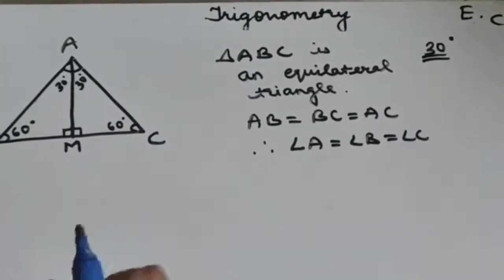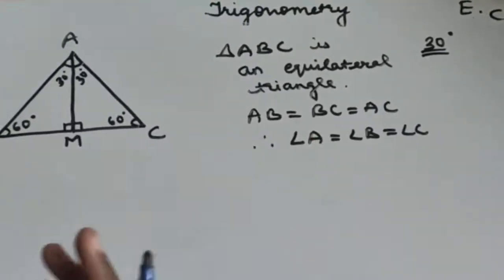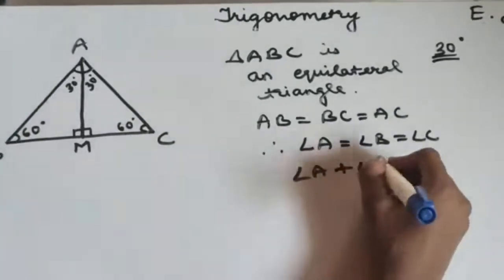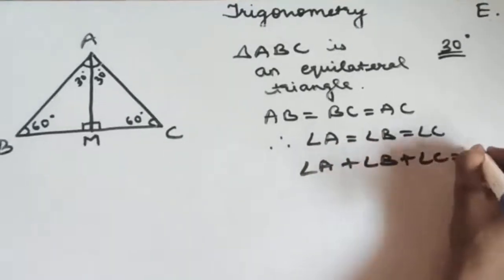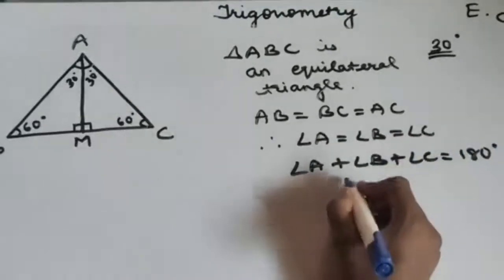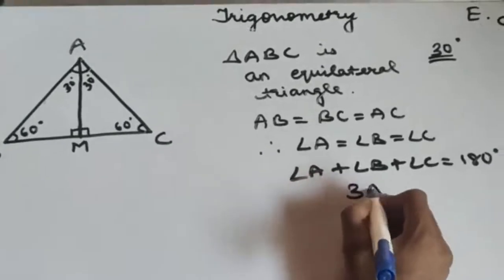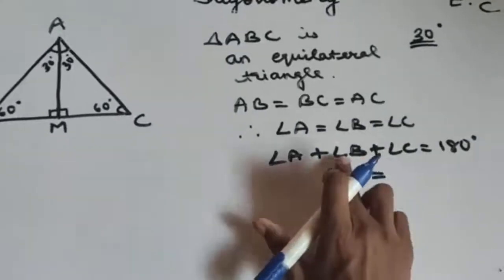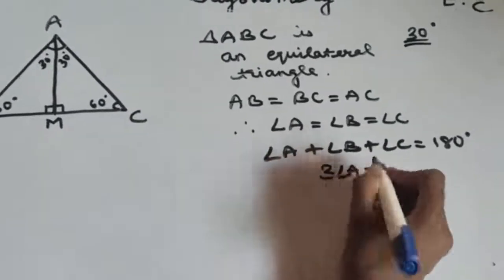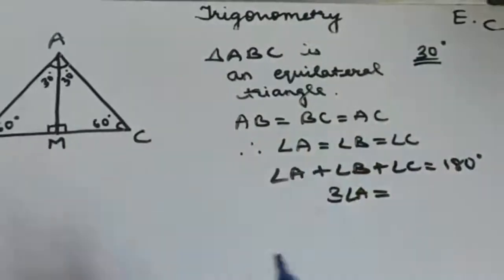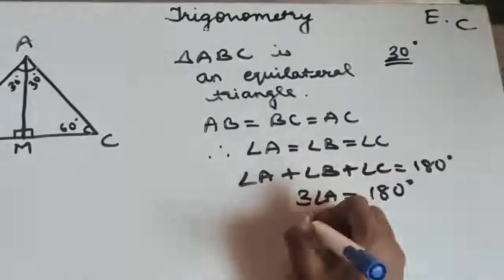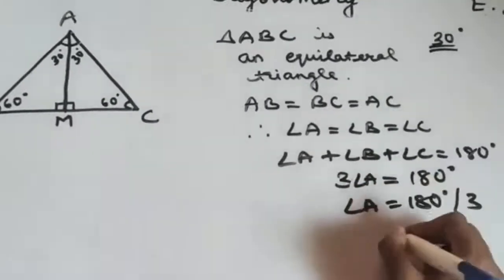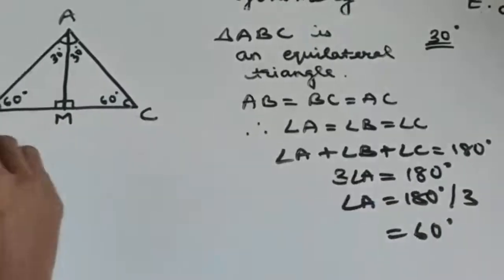Understood? Okay. Since we know that the sum of all the angles in a triangle is 180 degree, angle A plus angle B plus angle C will be 180 degree. So here let's write it as 3A, 3 times angle A, since these 3 angles are the same. So we get the measure of angle A is equal to 180 degree upon 3, that is 60 degree each. So we have written it.